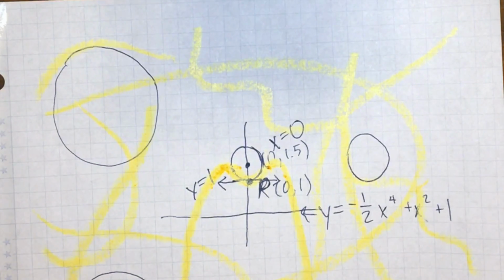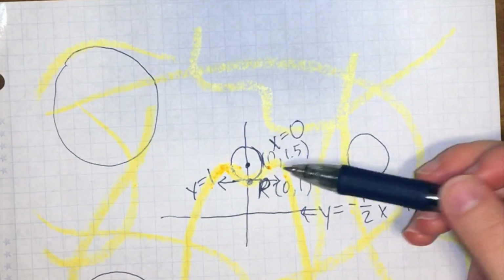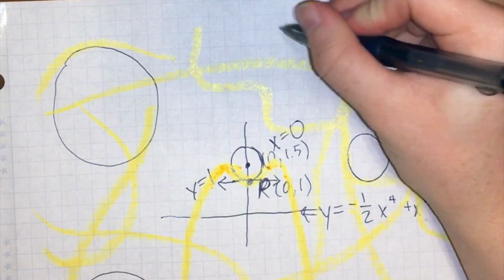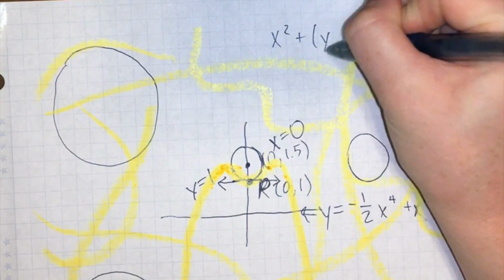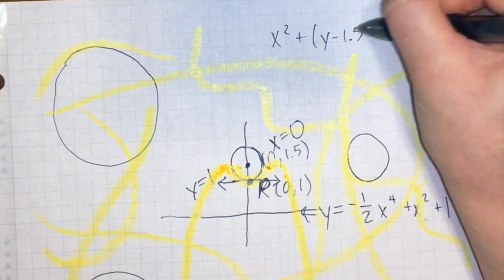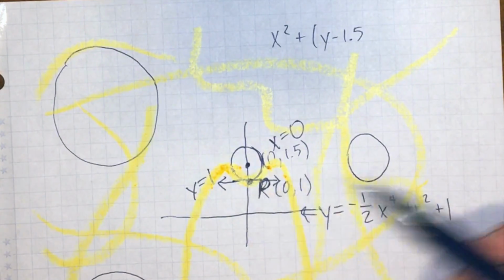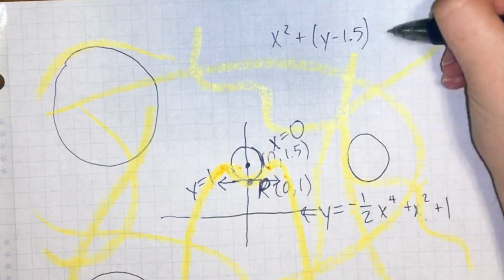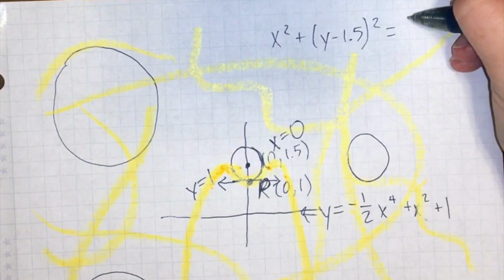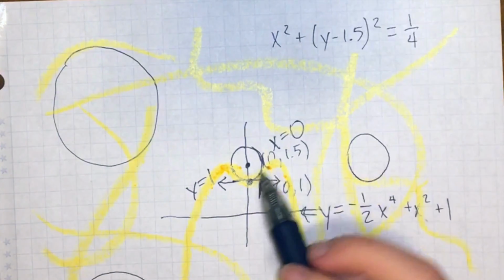And finally, we're going to write out the actual equation for this circle, which will be x squared plus (y minus 1.5), because the y coordinate of the center is 1.5, quantity squared equals 1/4, because the radius is 1/2.